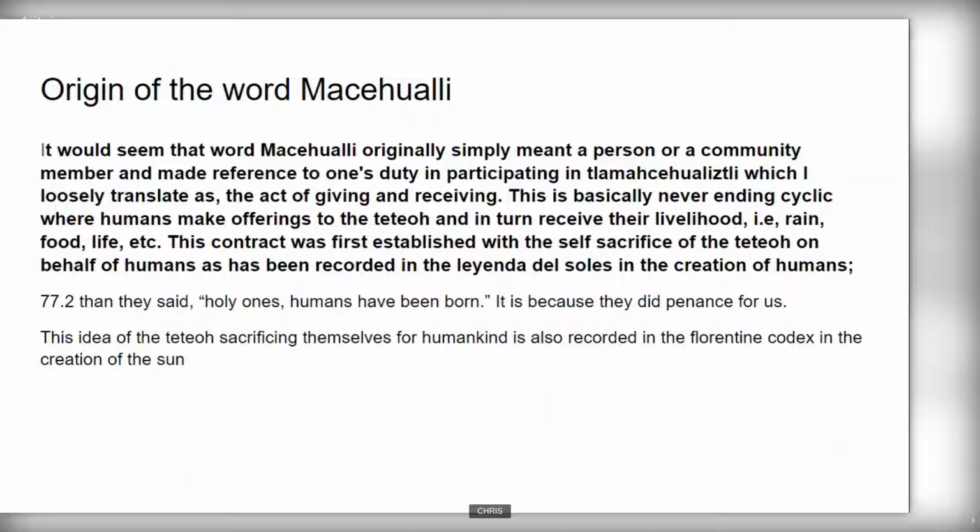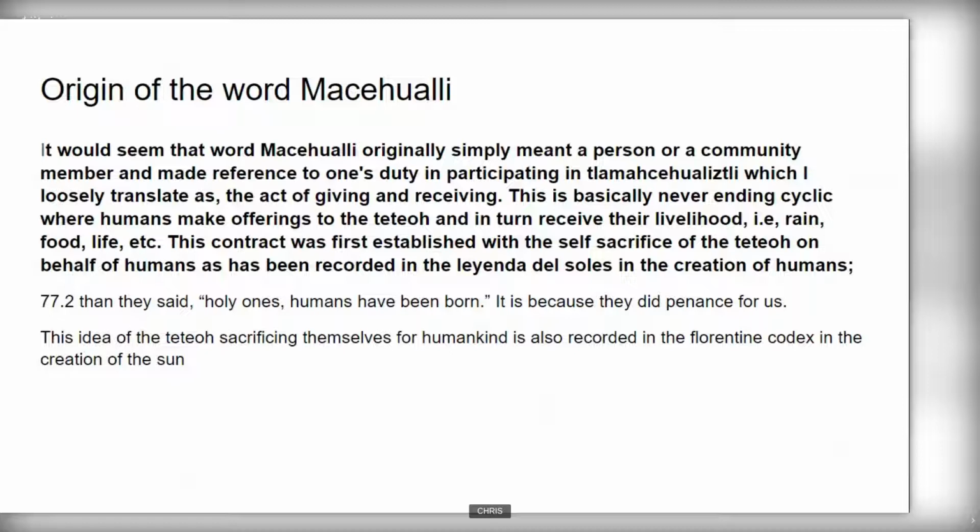But as you see from the historical record, from the creation stories, it's usually utilized in a way that means a cycle of giving and receiving is begun. Here, the Teteo did self-sacrifice, right? And in turn, humans became obligated, or Masewali became obligated, to do that.